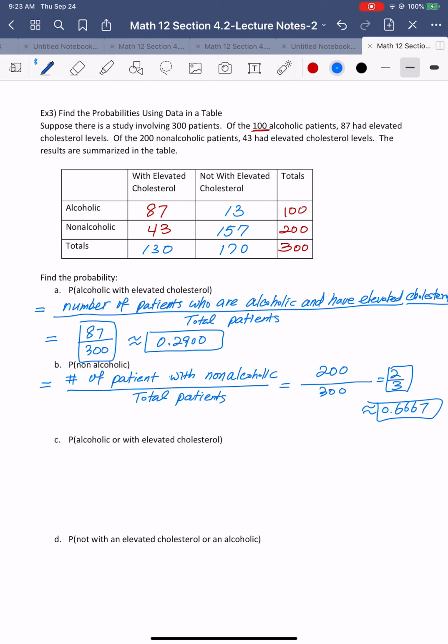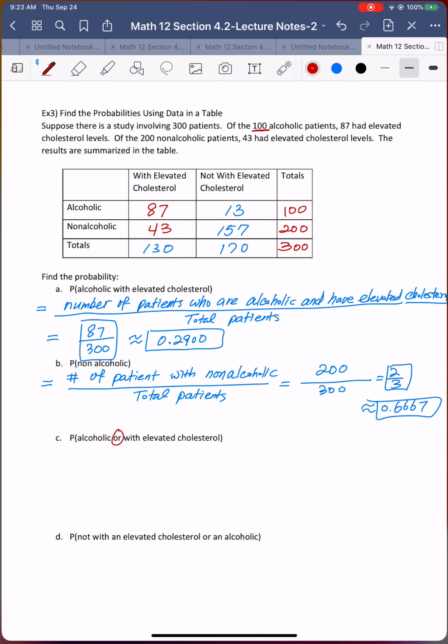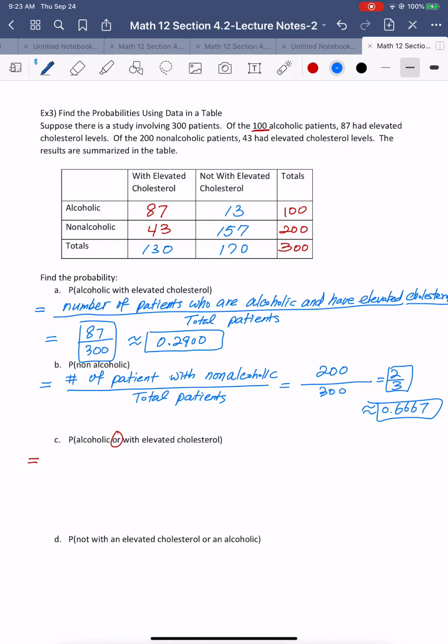Then third, the probability of the alcoholic or with the elevated cholesterol. So this one uses the "or", right? Which means we have to find the number of the patients who are alcoholic over the total patients. And also plus, we have to find the number of the patients with the elevated cholesterol over the total patients.